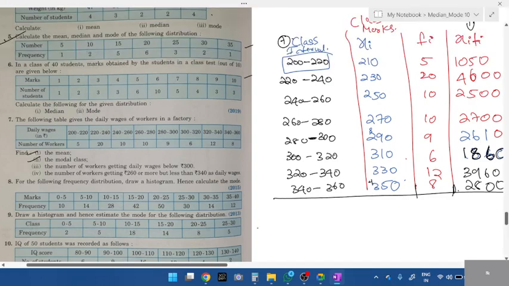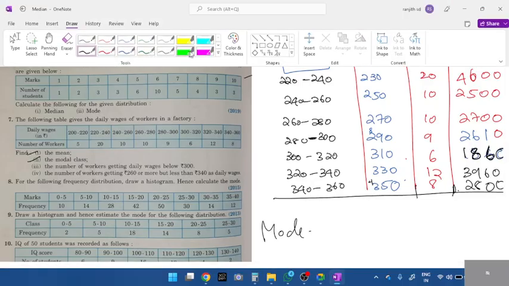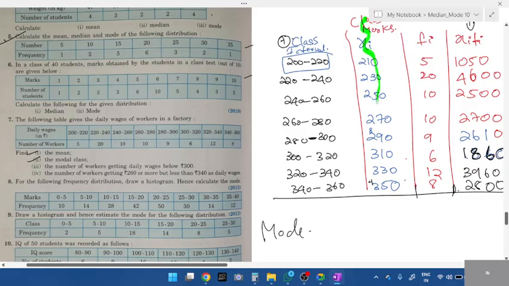Modal class. What do you mean by mode? What is mode? Value is repeated. Okay. For mode, we don't need this value. We don't need class marks. Fine. So look at Fi. Which one has more value in Fi?